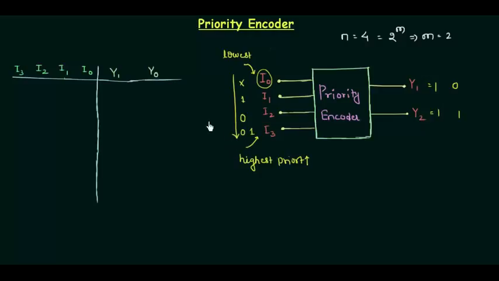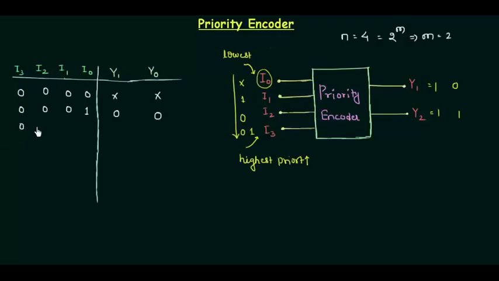So let's quickly move to the truth table, and once we are done with our truth table, this will be much clearer to you. Okay, so let's start with our first case. When all the 4 inputs are 0, then the outputs will be simply don't care. Okay, and when I3 is 0, I2 is 0, I1 is 0 and I0 is high, which means 1, then y1 is 0, y0 is 0. Very simple.